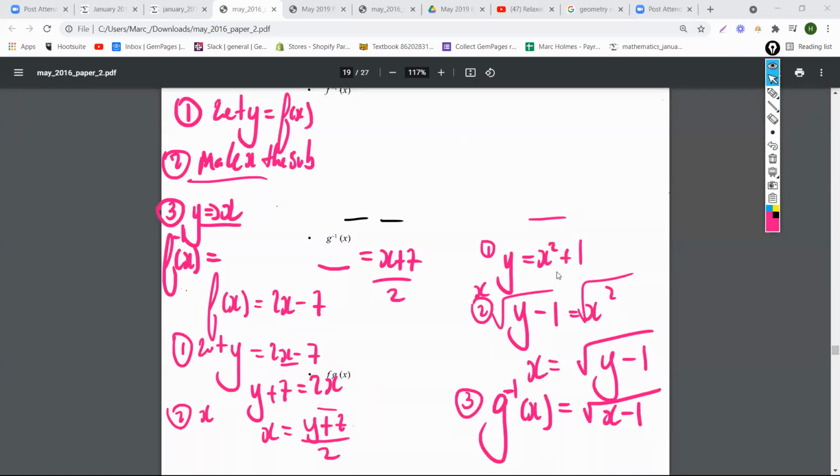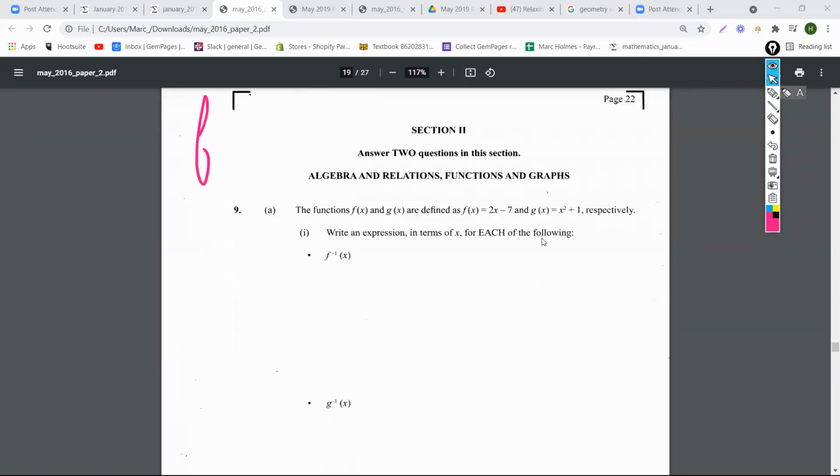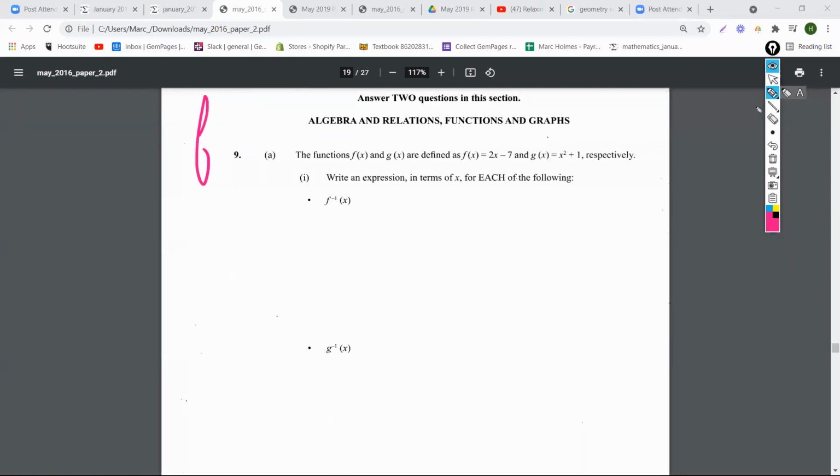Now, the next thing they ask us to find, guys, is f of g of x, which is a composite function. I don't know if you guys remember. So let's just look at the function first. f of x is equal to 2x minus 7.